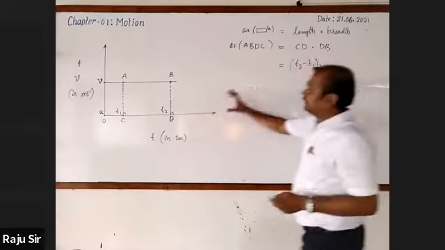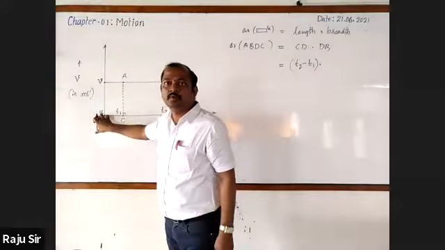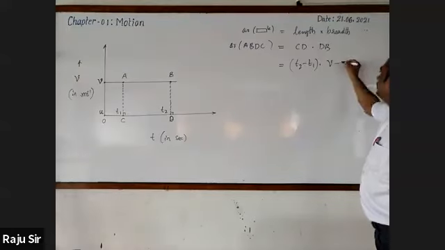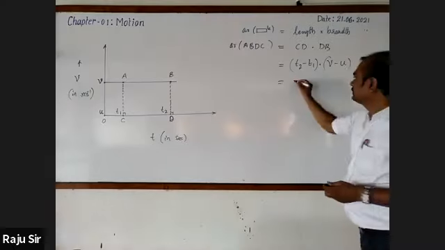Can I write this as DB? DB is nothing but V minus U, and AC is nothing but V minus U. So the length is equal to T2 minus T1, which can be written as T.